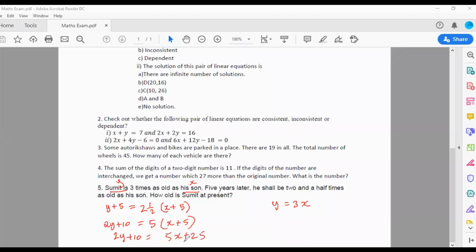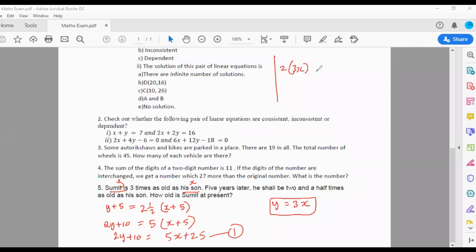Now you move the 5x to the left side and 10 to the right side. So what will be the next step? I think here you better use the substitution method. You can substitute y is equal to 3x from equation number 1 in this equation. So 2y will become 2 into 3x, plus 10.